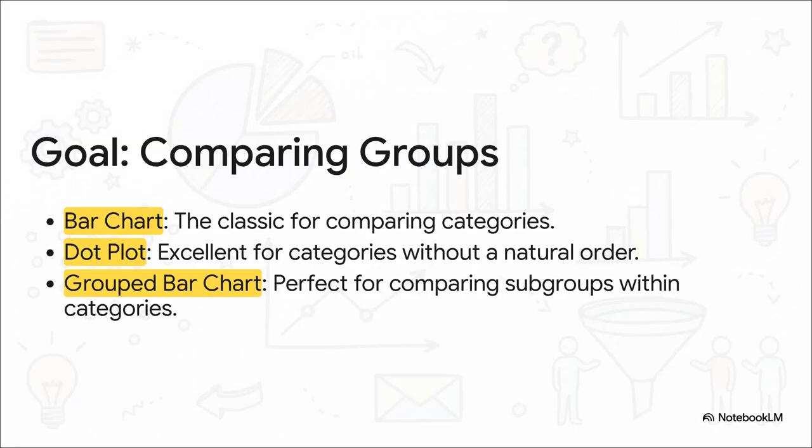Okay, let's put this into practice. Let's say your goal is comparing values between groups. A classic bar chart is a great starting point, but the framework can help you get even more specific. What if you need to compare subgroups within each of those categories? Say, sales for 3 different products across several different countries. Well, for that, a grouped bar chart is going to tell that more detailed story perfectly. It's all about picking the tool that gives you the right level of detail.